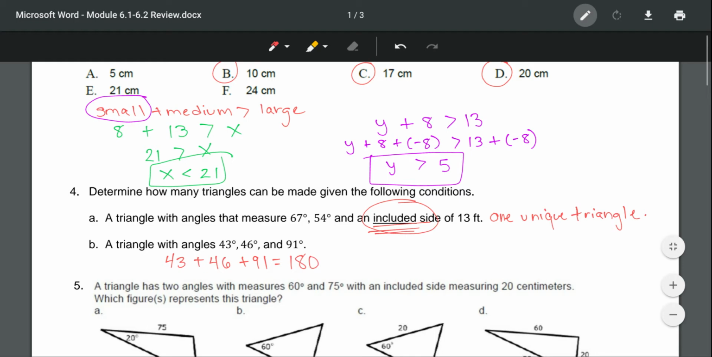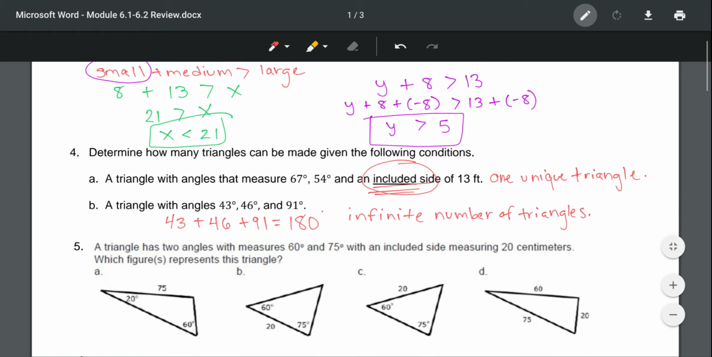So that means that you would have infinite or more than one triangle. Okay, so you can say infinite number of triangles or more than one triangle. Either answer would work.